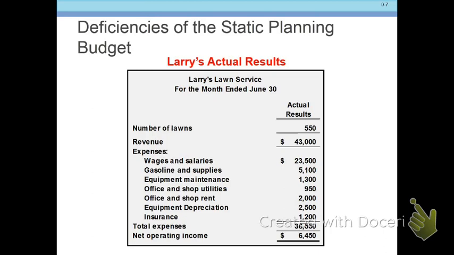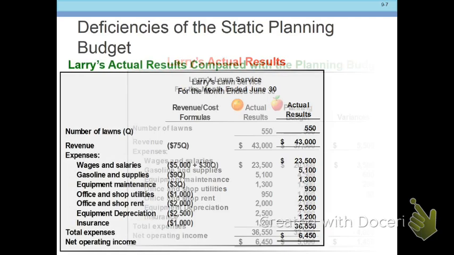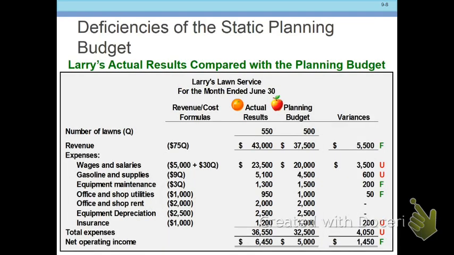Now the problem: his actual results came in and he actually mowed 550 lawns. His budget was set at 500, he actually did 550, which meant that his revenue was different and his expenses were different. So now the question is how do we compare those two? If we put them right next to one another, notice what we're doing. We are comparing 550 lawns and $40,000 in revenue with 500 lawns and what we expected to be $37,500.